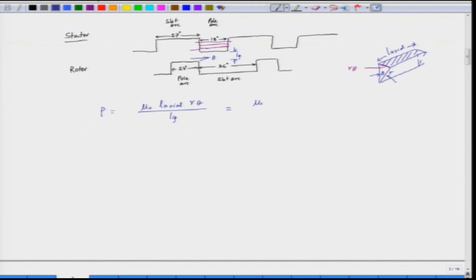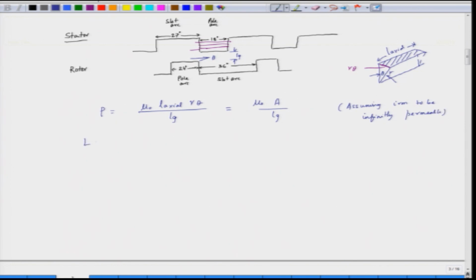So, this is basically the permeance. Permeance is mu naught, the permeability of the air, times area divided by the air gap length. So, we are assuming iron to be infinitely permeable. So, this is the permeance of the air gap.